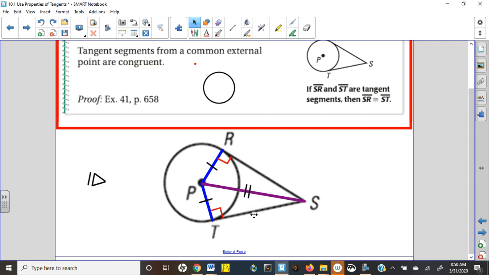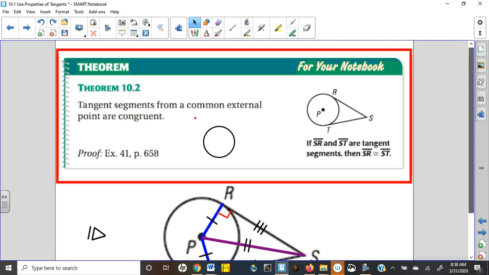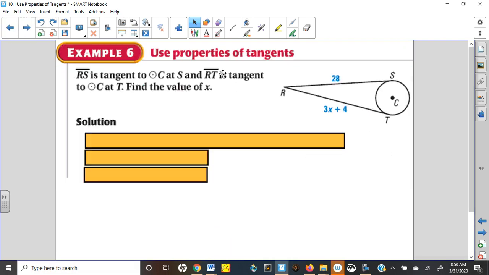And so I've now proven that these two triangles, PRS and PTS, are congruent by the HL theorem, which means that by CPCTC, corresponding parts of congruent triangles are congruent, that RS has to be congruent to TS. And that's the proof. I'm sure that brightened your day. I'm glad I could add sunshine.